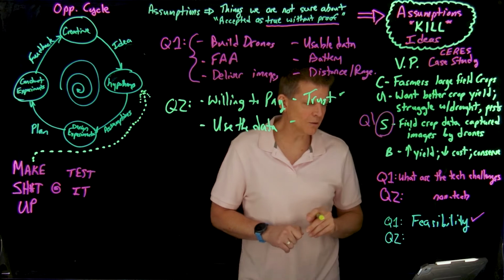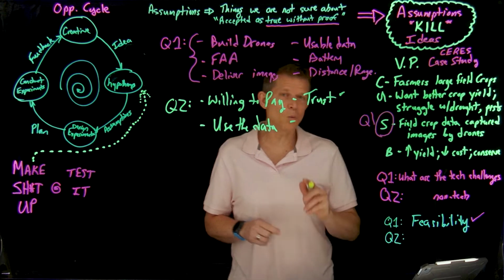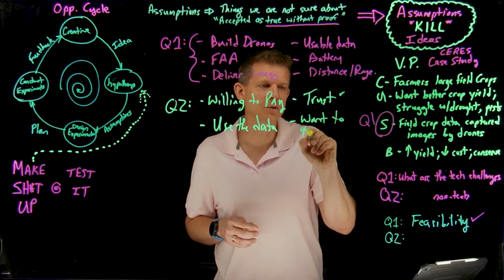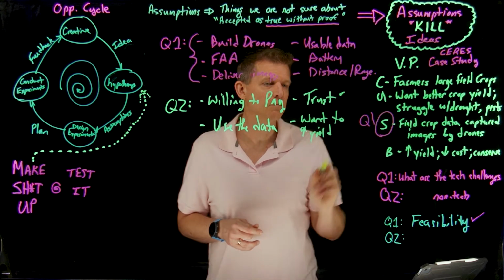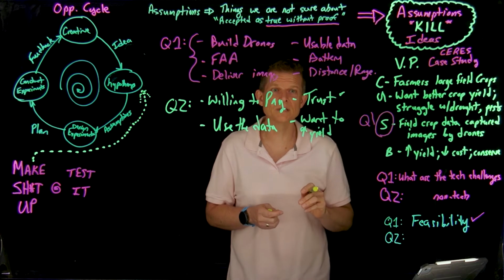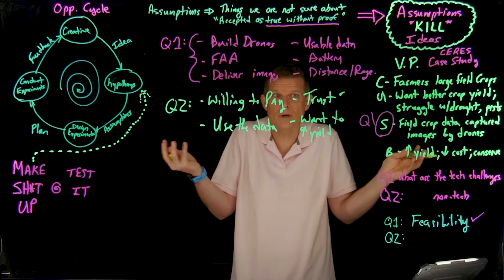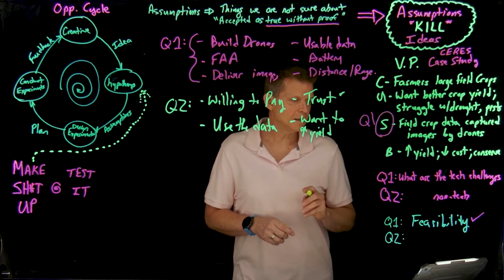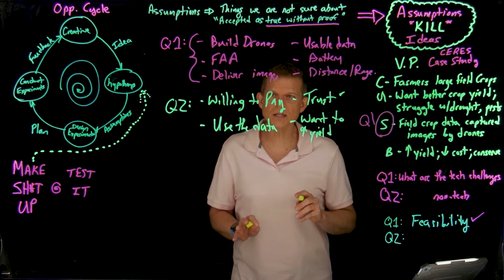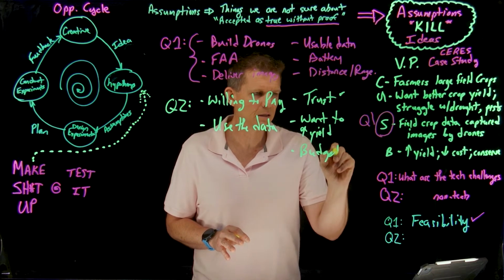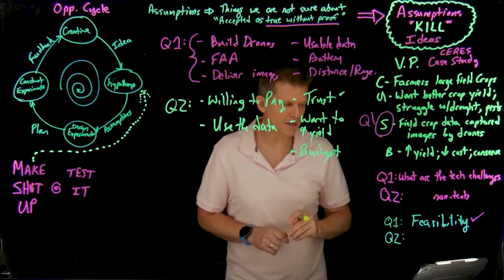Let's see, what are some of the other ones? They want to increase yield. Maybe they're doing just fine, the farmers that have large field crops. We think they want to increase their yield. Let's see. They have the budget, they're willing to pay. So do they have the budget to pay for this?